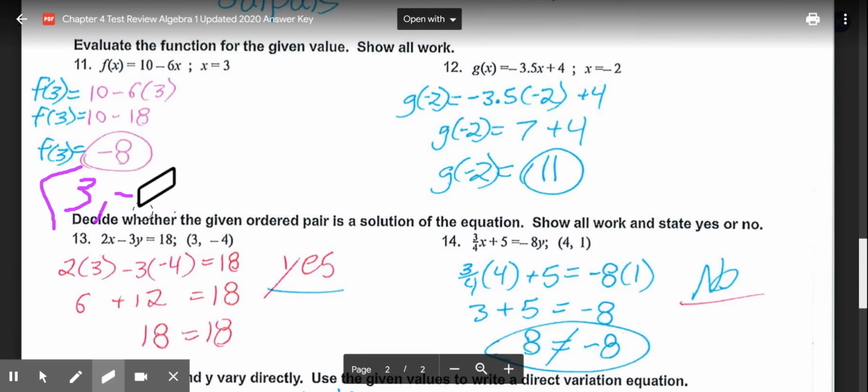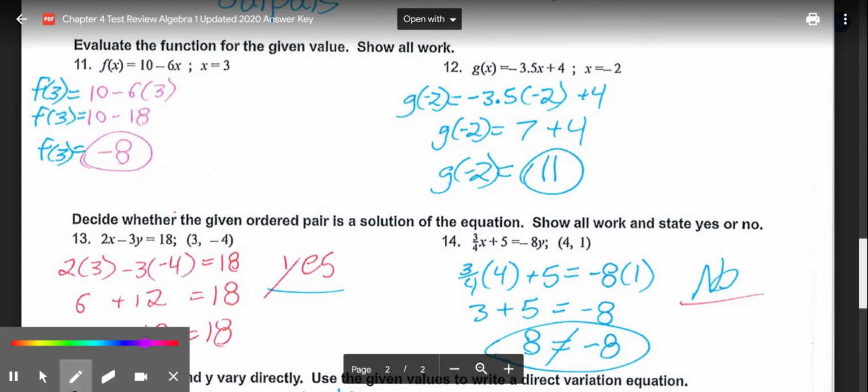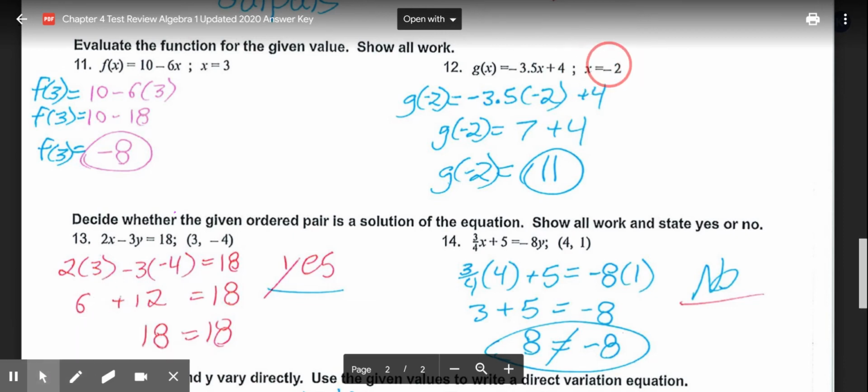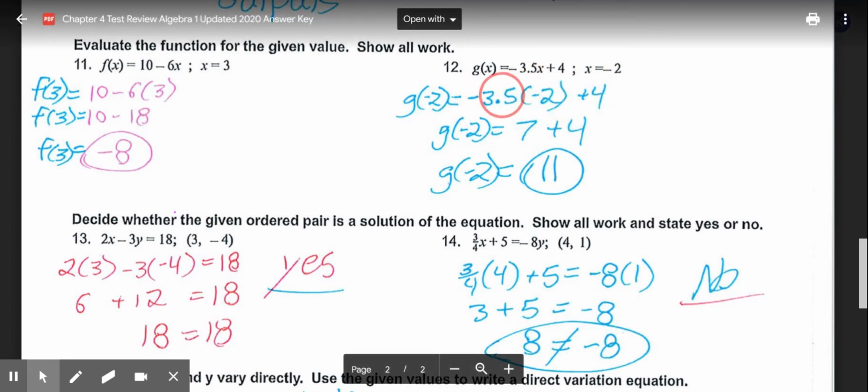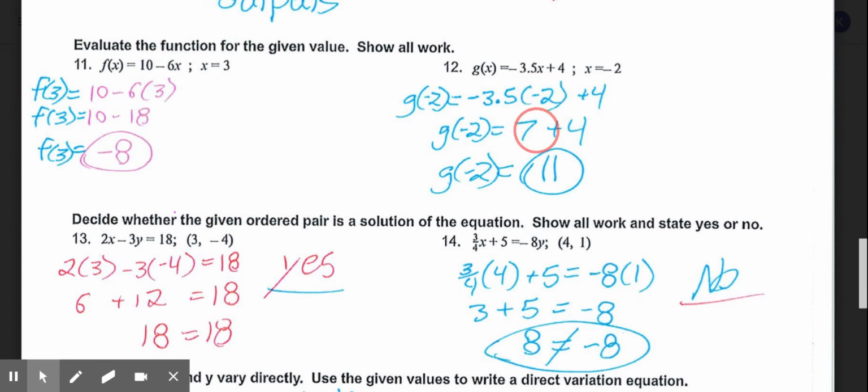If we look over at number 12, we have g of x equals negative 3.5 times x plus 4. We are evaluating when x equals negative 2. So g of negative 2 equals negative 3.5 times negative 2 plus 4. Negative times a negative is a positive, so 7 plus 4, which is 11. So g of negative 2 equals 11.